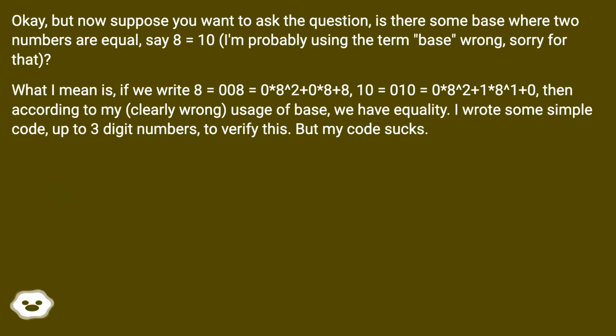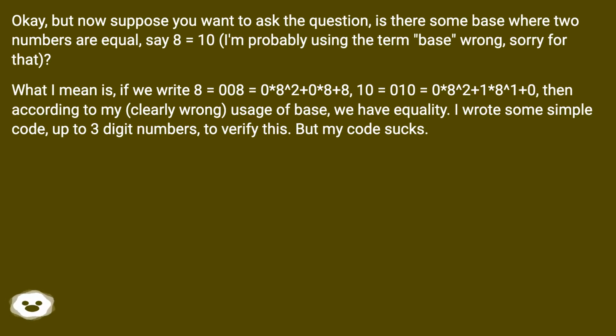Okay, but now suppose you want to ask the question, is there some base where two numbers are equal, say 8 equals 10? I'm probably using the term base wrong, sorry for that. What I mean is, if we write 8 equals 008 equals 0 times 8 squared plus 0 times 8 plus 8, and 10 equals 010 equals 0 times 8 squared plus 1 times 8 to the power of 1 plus 0, then according to my, clearly wrong, usage of base, we have equality.